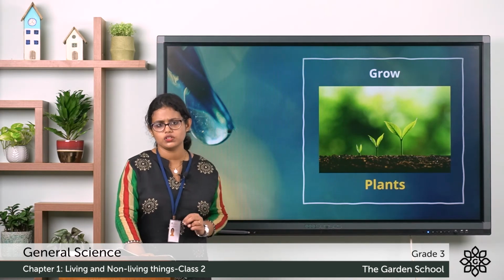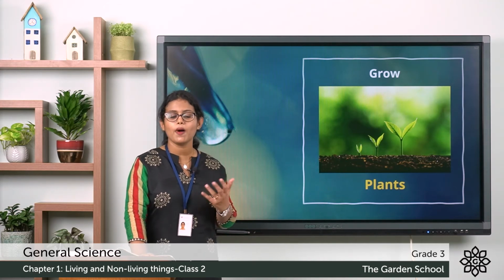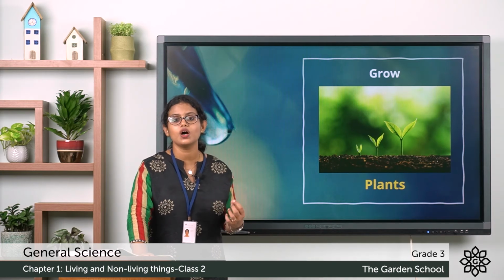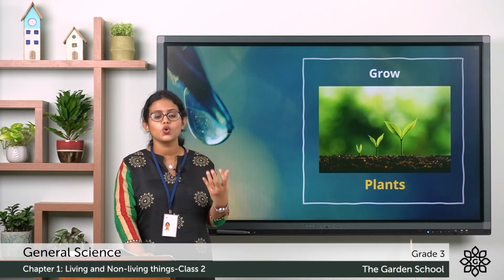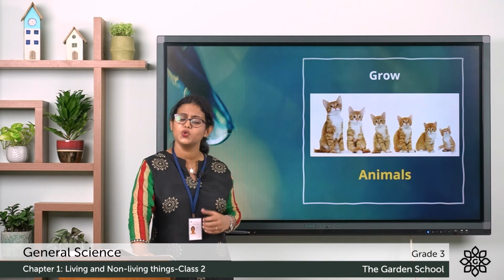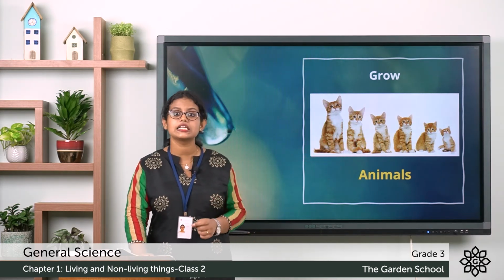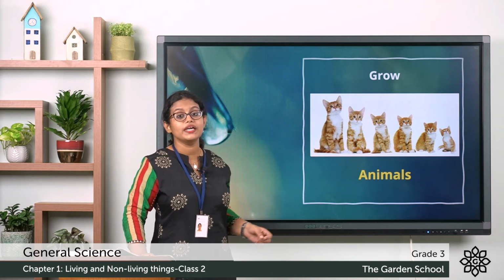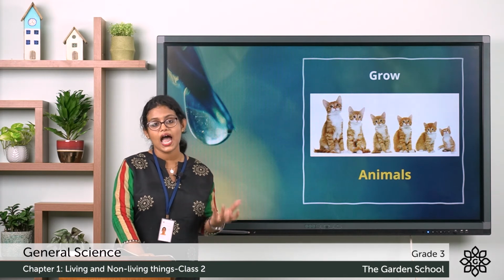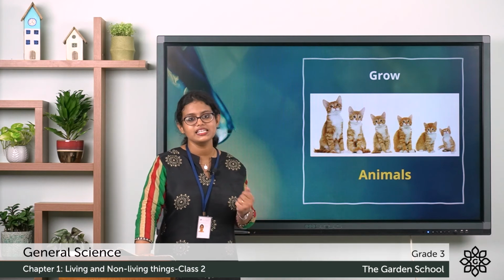Coming to the next feature, which is growth. All living things grow. What about plants? Do plants grow? Yes. A seed grows into a plant and a plant grows throughout its lifetime. Then, what about animals? Do animals grow? Yes, animals also grow. You can see the picture of a little kitten and now you can see the big cat. So, the little kitten has grown into a big cat. So, animals grow in size. They grow only in size during their early stage.